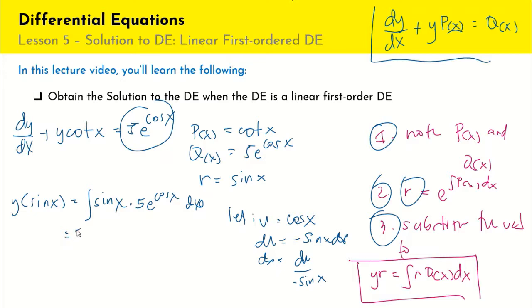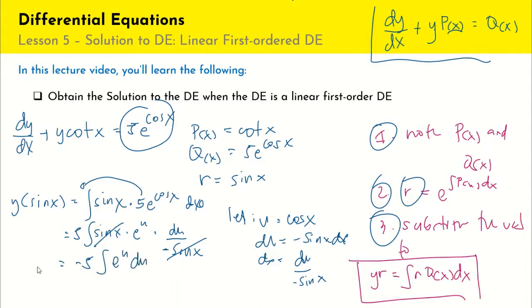So, equals 5 integral of sine x. Okay, so nakalabas na yung 5 dito. Naiwan na lang ay times e raised to u. Now, our dx is equivalent to du over negative sine x. Now, cancel. Iniwan tayo negative, tama? So, magiging negative 5 integral of e raised to u du.